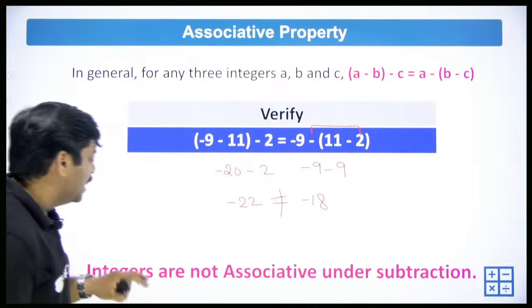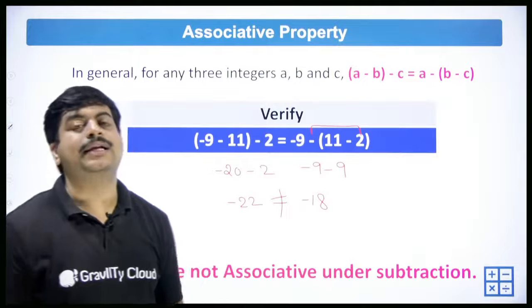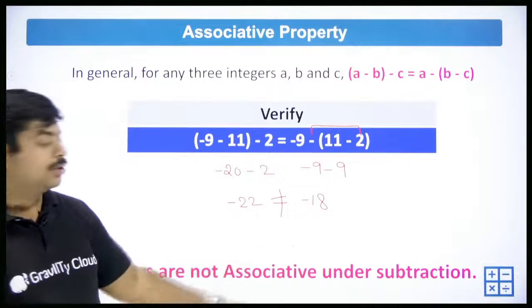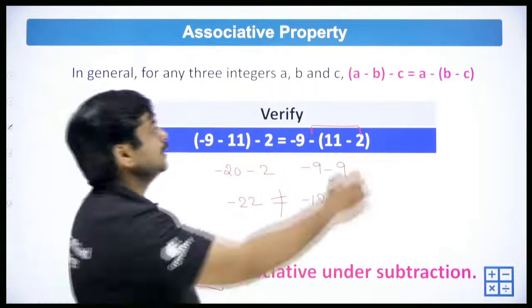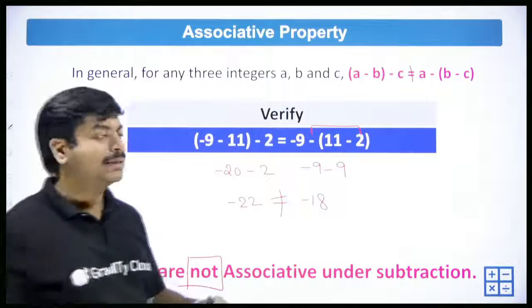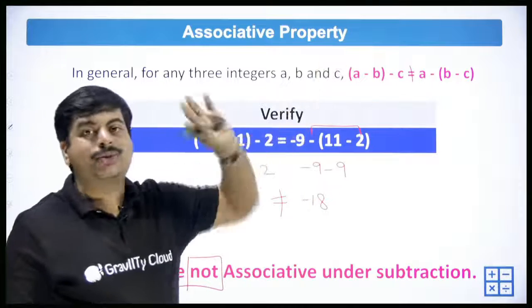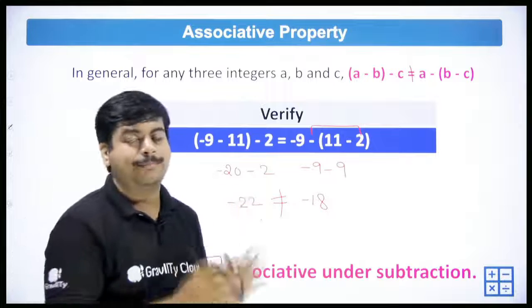So we can say that integers are not associative under subtraction. Okay, so you should be very careful. So I can say that these two are not equal, A minus B minus C and A minus B minus C. Okay, so it is confirmed. For subtraction it is not valid.